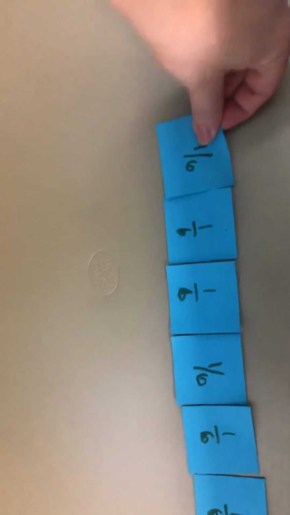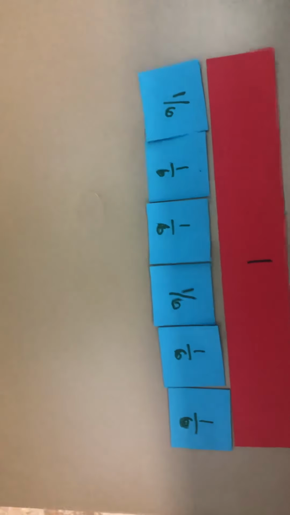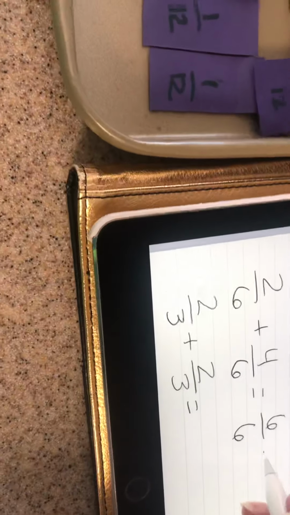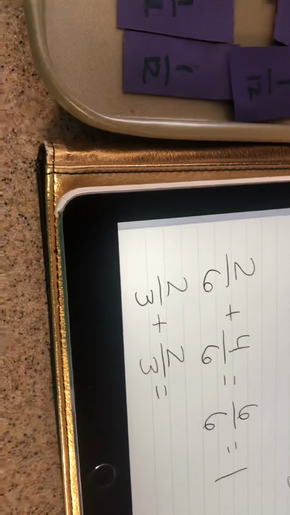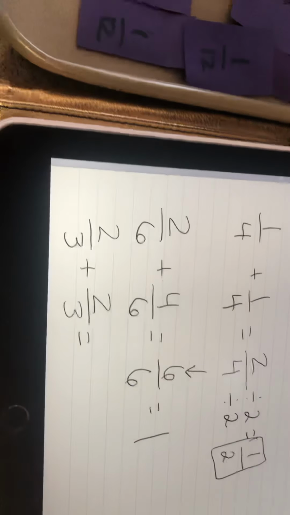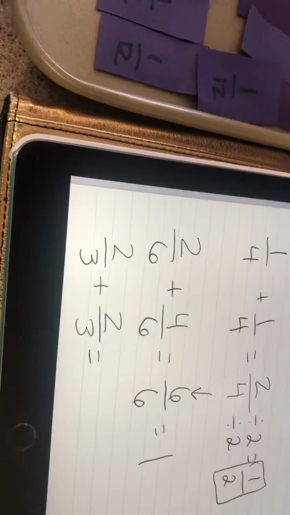And we notice again that we have 6/6. Compare that to the whole. That lets me know that 6/6 is equivalent to 1. So you might remember in elementary school that you were taught that anytime your numerator and your denominator are the same, it is equivalent to 1. That's an example, and that's an explanation of why.